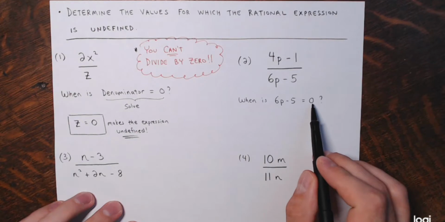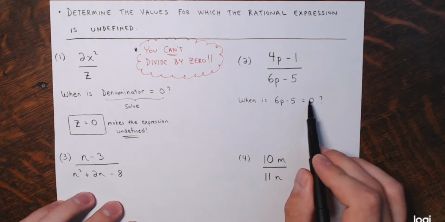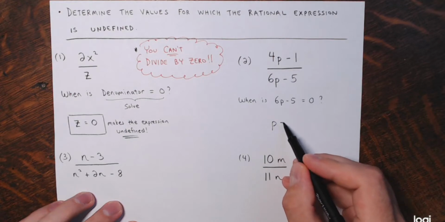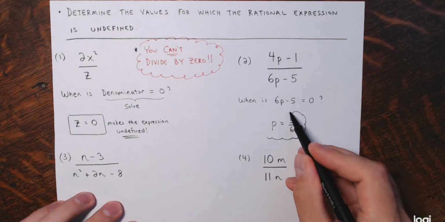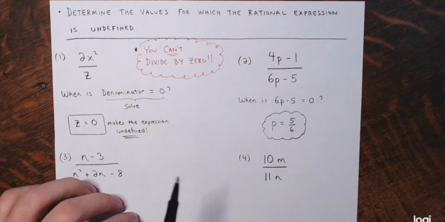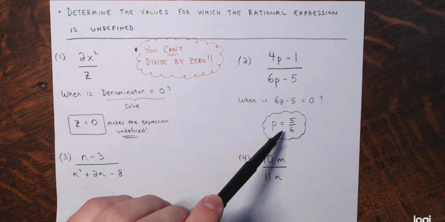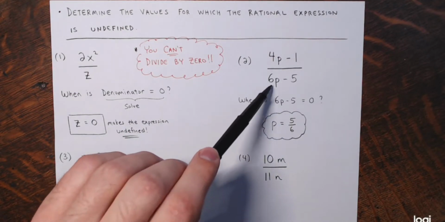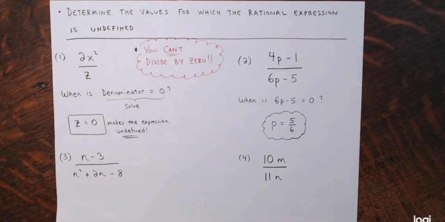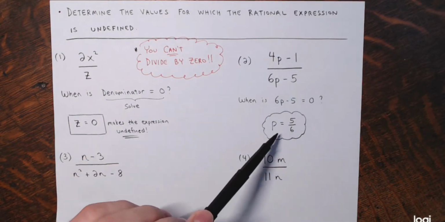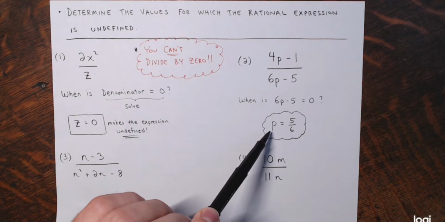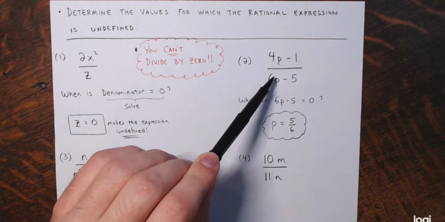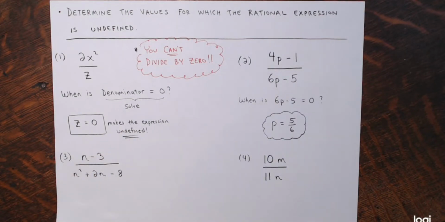Again, I just solve this equation for p. Add 5, divide by 6. We have p equals 5/6. And there you go. This value is what they're asking us for. If you were to replace p with 5/6, the denominator would be 0. So this value makes the expression I was given undefined. Now every other value would be fine. You could replace p with anything else, and this would be okay. You'd have a defined value.